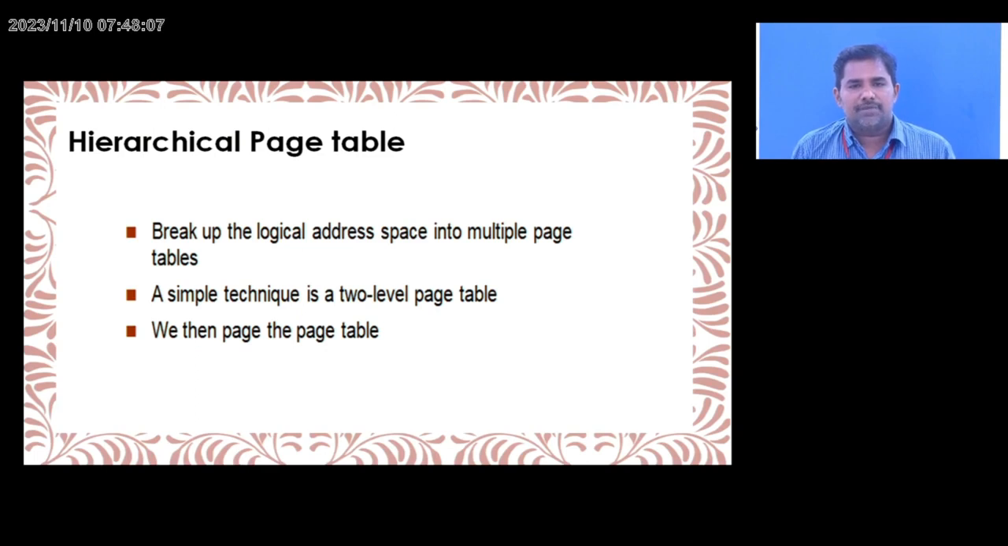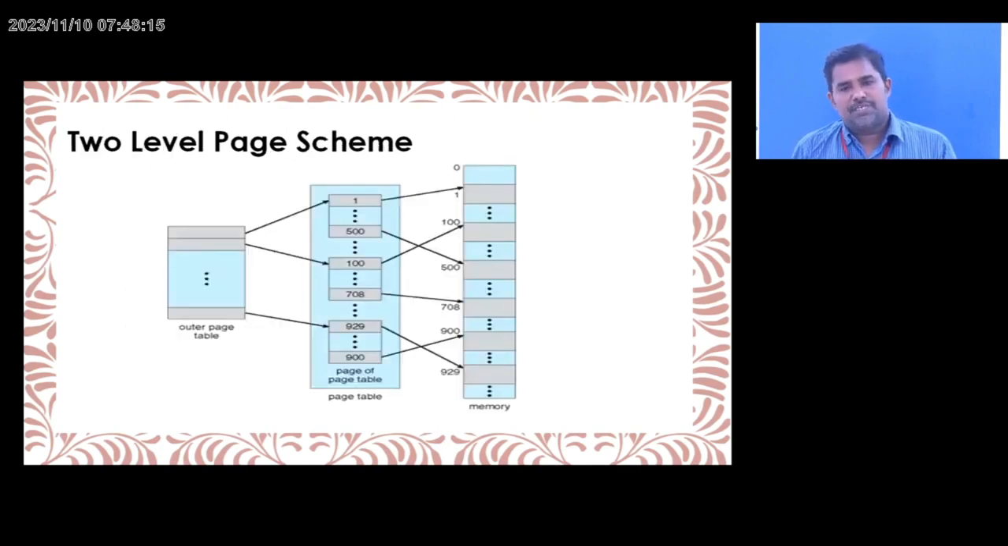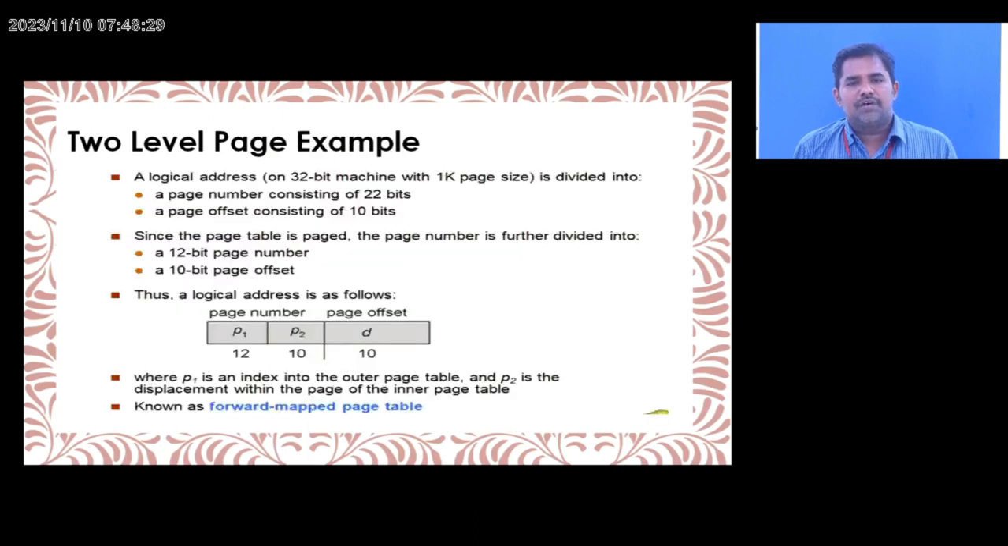In the hierarchical page table, breaking up the logical address space into multiple page tables is a simple technique. We use a two-level page table here, as represented in the figure. We go from the outer page table to the page table, and then to memory. For example, in a two-level paging scheme the logical page number is 22 bits and the offset is 10 bits, so the logical address totals 32 bits. Like that we set up the two-level scheme.